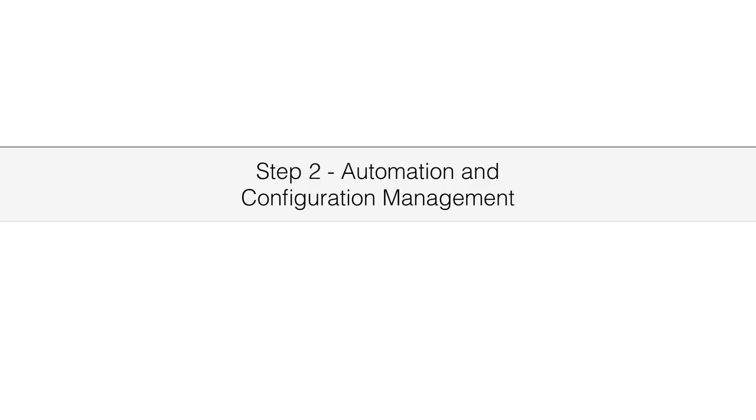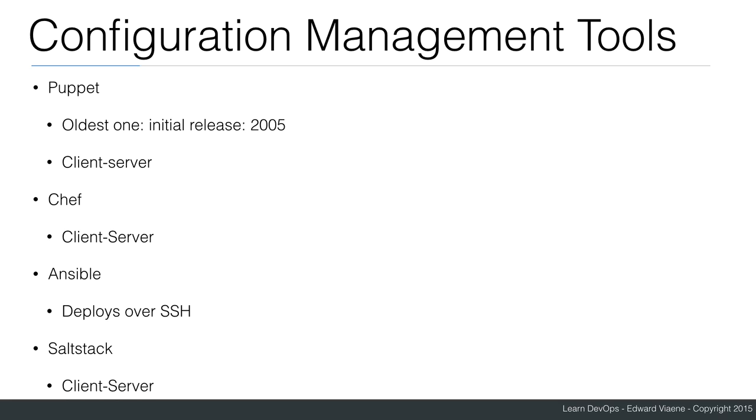In the previous lectures, you learned how we provision machines. The next step is to use configuration management tools to automate the installation and configuration of software. In the next lectures, I will focus on Ansible and Chef.